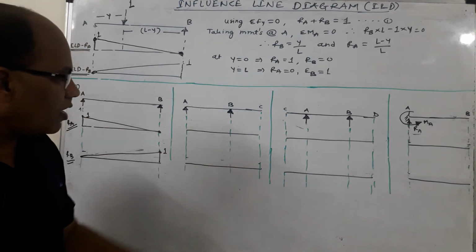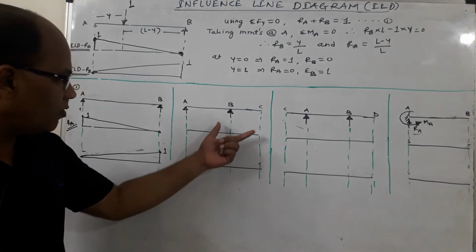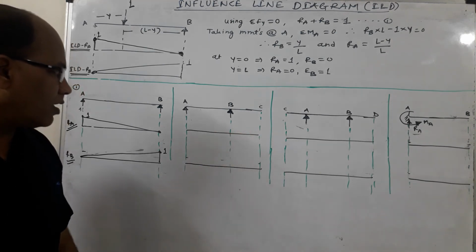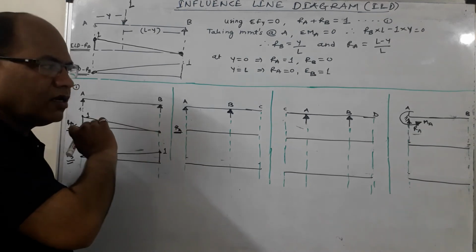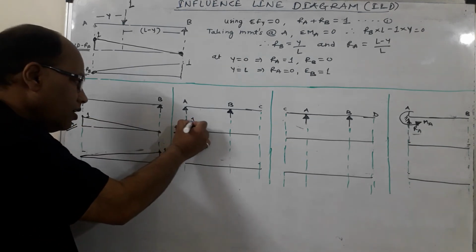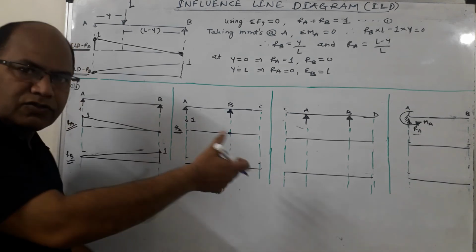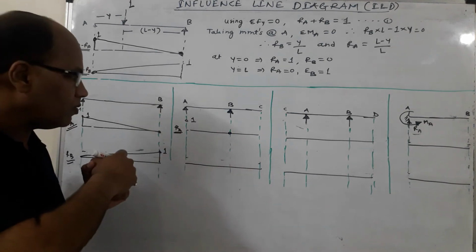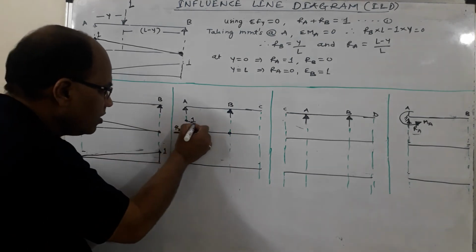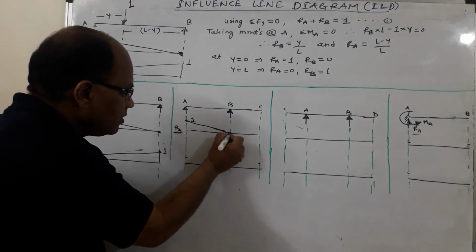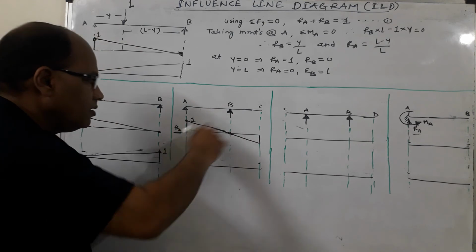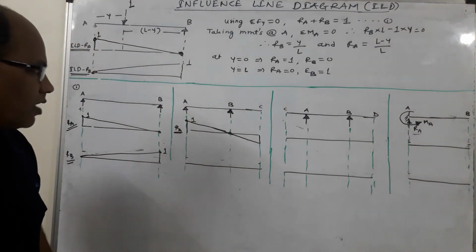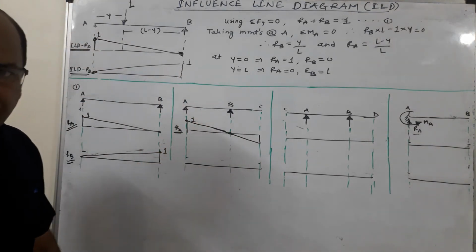In order to draw ILD for this beam with one overhang on one side, again when you want to get ILD for Ra, mark 1 at A, mark 0 at B, because these two values are directly known to us. Join these two together and extend the same straight line for the overhang also, and this is the shape of the ILD for Ra for this overhanging beam.